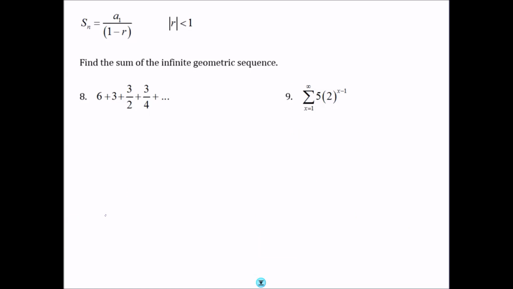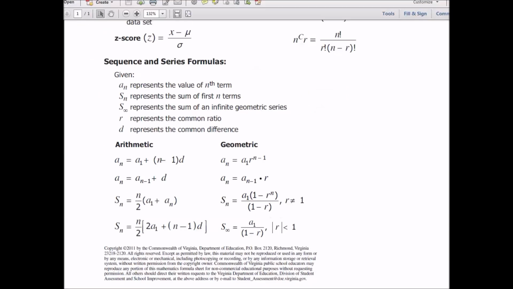We have one last type of problem, and these are infinite sums. We have a special formula here on our formula sheet represented by S sub infinity. This is the formula for when you're adding an infinite number of terms. You have your first term divided by 1 minus the ratio, but the ratio has to be between -1 and 1. Otherwise, there is no sum.